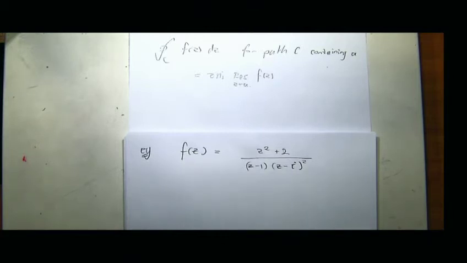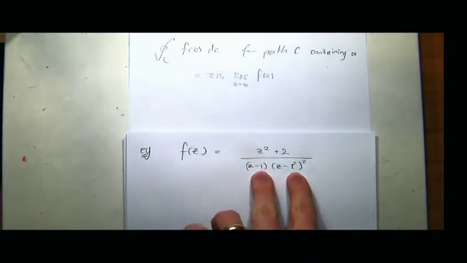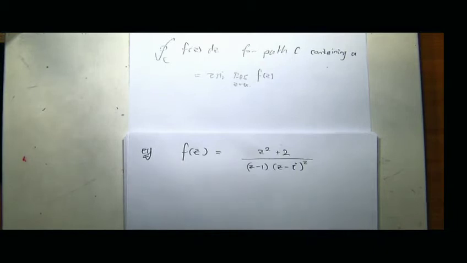Okay, that function has two poles. It has a pole at 1 and a pole at i. And those two poles have different orders. The order of the pole at 1 is 1, and the order of the pole at i is 2. And I can figure out the residues of those directly by using this particular rule.